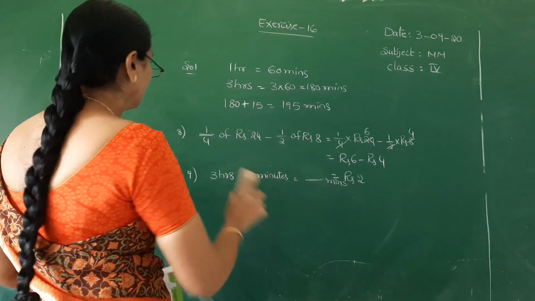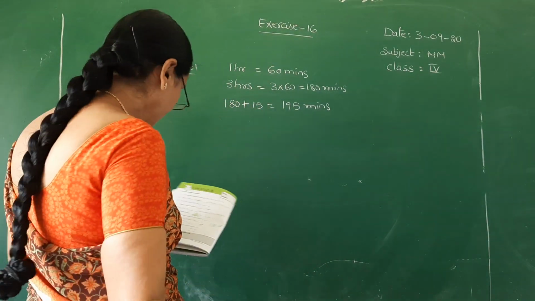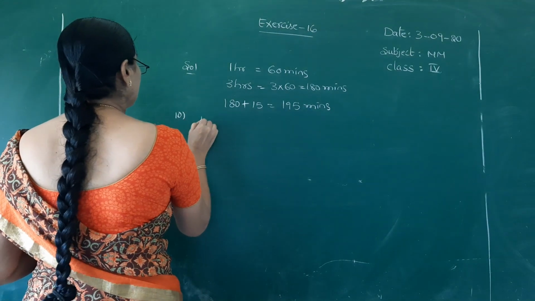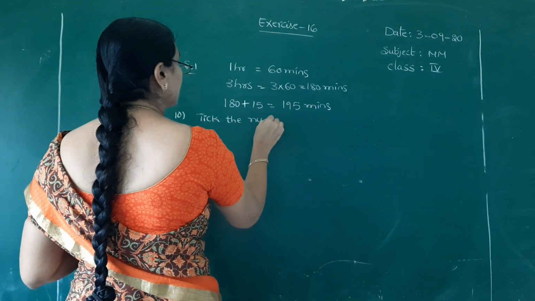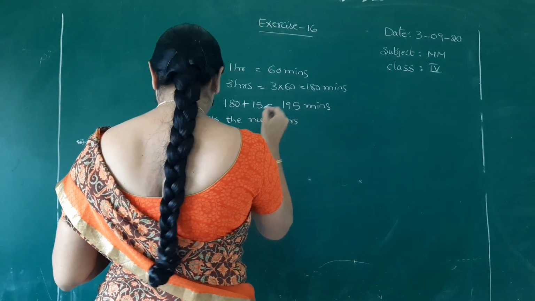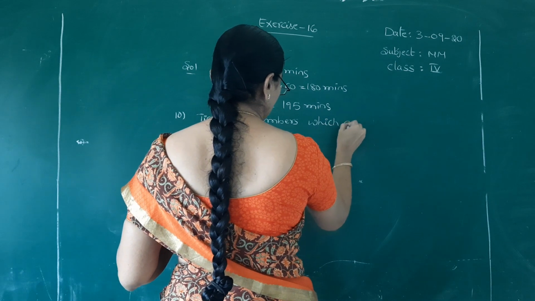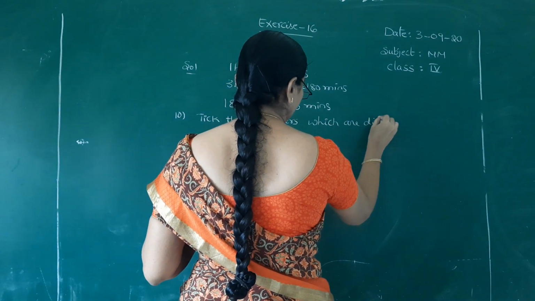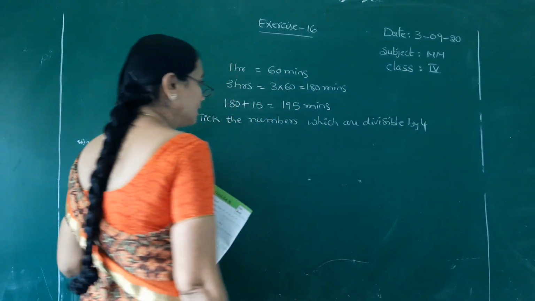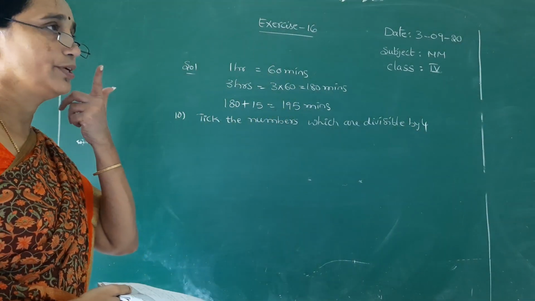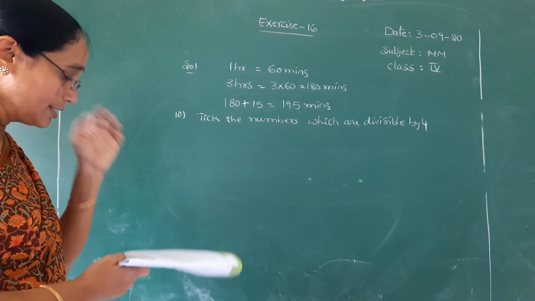And go for the 10th problem. Tick the numbers which are divisible by 4. They are asking to tick the numbers which are divisible by 4. Divisible means completely divisible. That means the remainder is 0.